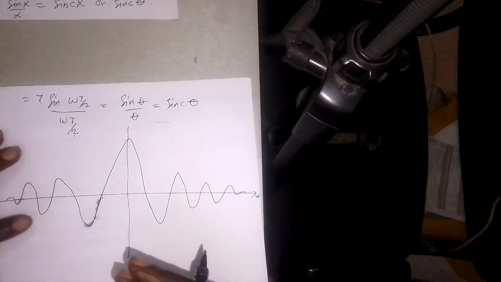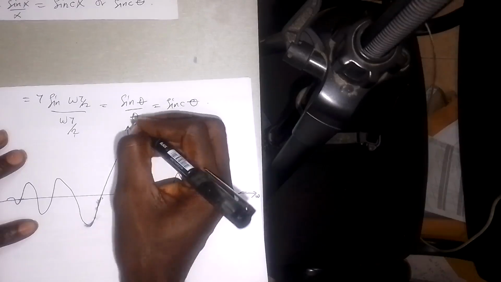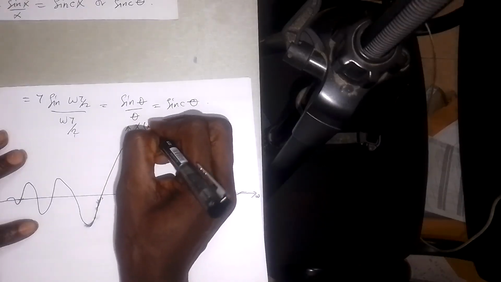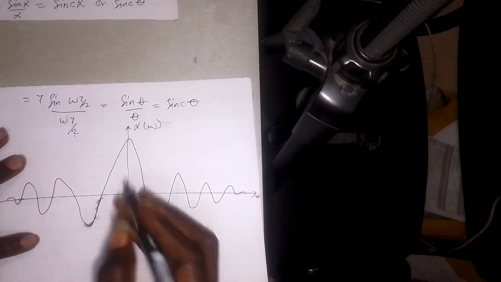Okay, so the sinc function is something of this particular nature. It's a kind of decaying wave. So here x becomes the Fourier transform, X of omega. Now in terms of the sinc, whatever you have here is equal to what?